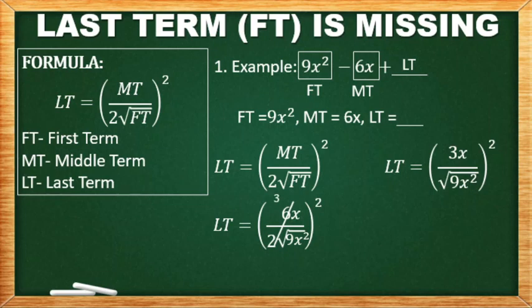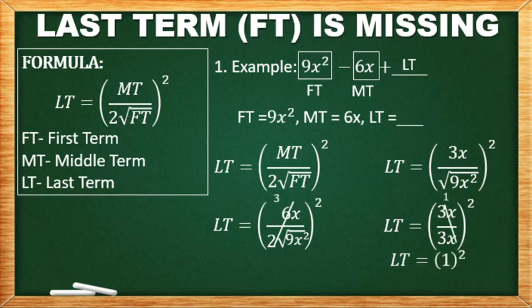Now, next step, get the square root of 9x squared. What is the square root of 9? 3. What is the square root of x squared? x. Combine, it is 3x. So therefore, 3x over 3x. Observe our given or the last solution. 3x divided by 3x is equal to what? Yes, it is equal to 1. So that's why Lt is the square root of 1, or Lt is equal to 1. So therefore, our last term is 1.